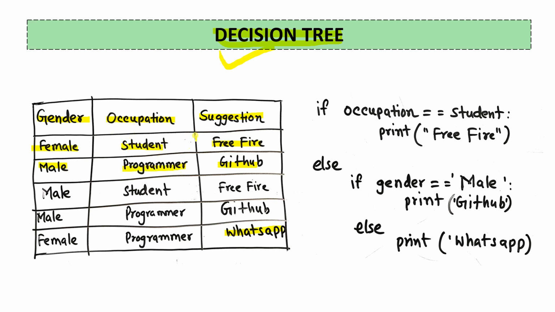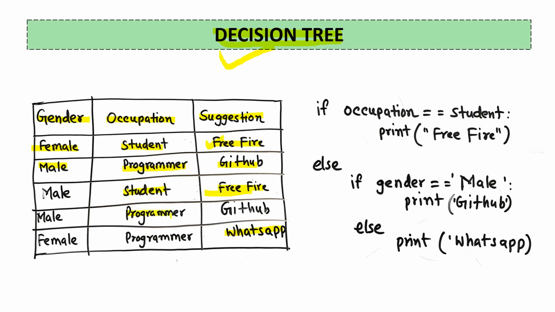If you look clearly, or go deeper inside this table, you can see that if the occupation is student, he obviously opens a Free Fire account, or he may play Free Fire. In the student section, he may play Free Fire. And it's not a problem whether the student is female or male. So you can see here, they will play Free Fire.